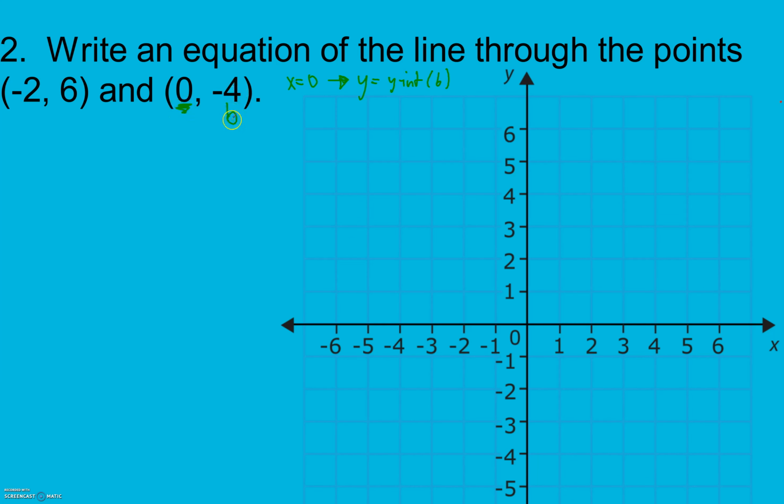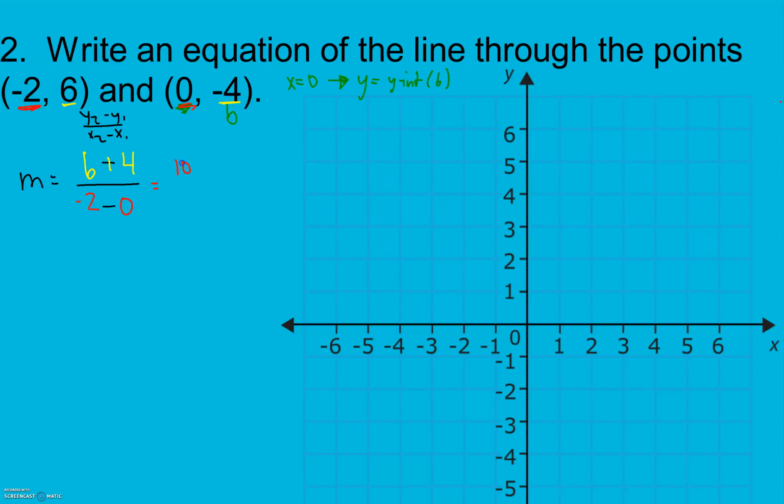And if we have 2 points, we can find our slope using our slope formula: y2 minus y1 over x2 minus x1. So I set up my framework there, and I'm going to substitute in my values. 6 minus -4, minus a negative gives me plus. And since I used 6 first, I'm going to use -2 first. I have to use the same point first. -2 minus 0. 6 plus 4 is 10. -2 minus 0 is -2. If I divide there and reduce, I get -5 as my slope, or -5 over 1 if you'd like.